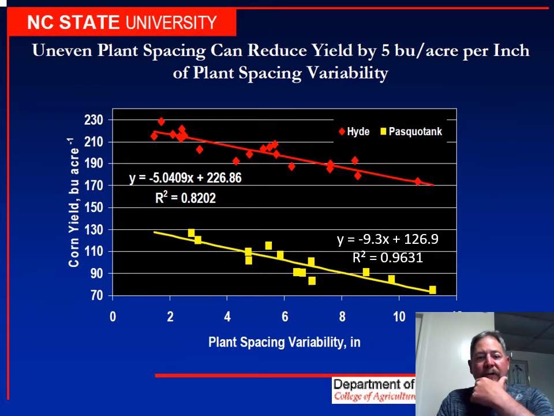But if you look at the slopes of these two lines, it's pretty obvious that this upper line declined at about 5 bushels per acre for every inch increase in plant spacing variability, and this lower line by 9 bushels. So there is a 5 bushel per acre loss here or more, depending on the location, as that variability increases. Now I want to go back and show you where we were on that.